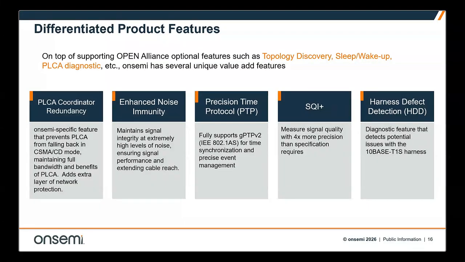For precision time protocol, we have full gPTP version 2 support by the 8201 AS for time synchronization and precise event management across the network. This is essential for coordinating events precisely across zones, especially, for example, in a safety critical application.